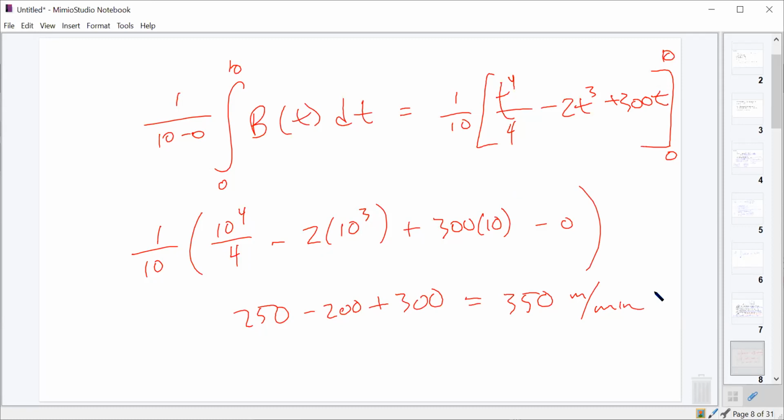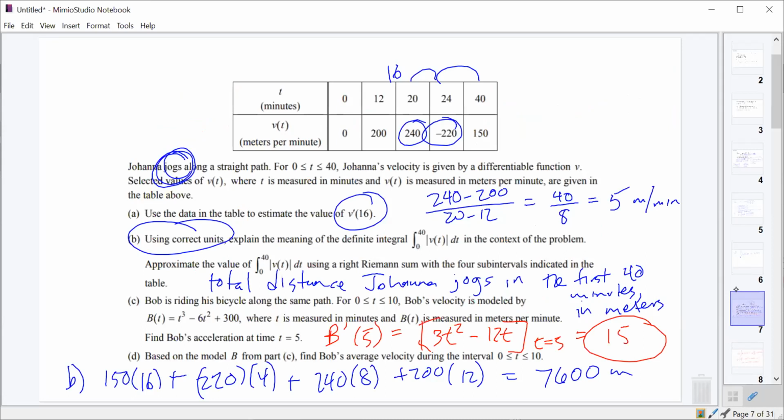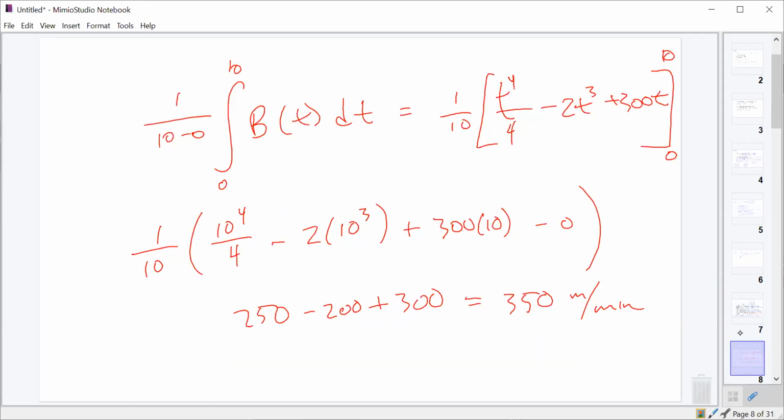Good or no? Did it ask us anything else about it? Just find his average flow. Any questions on that one? How do we feel in general about motion problems? Good enough that you could take the quiz tomorrow? Not good enough that you could take the quiz tomorrow. So we should do some more of them. Yeah, okay.